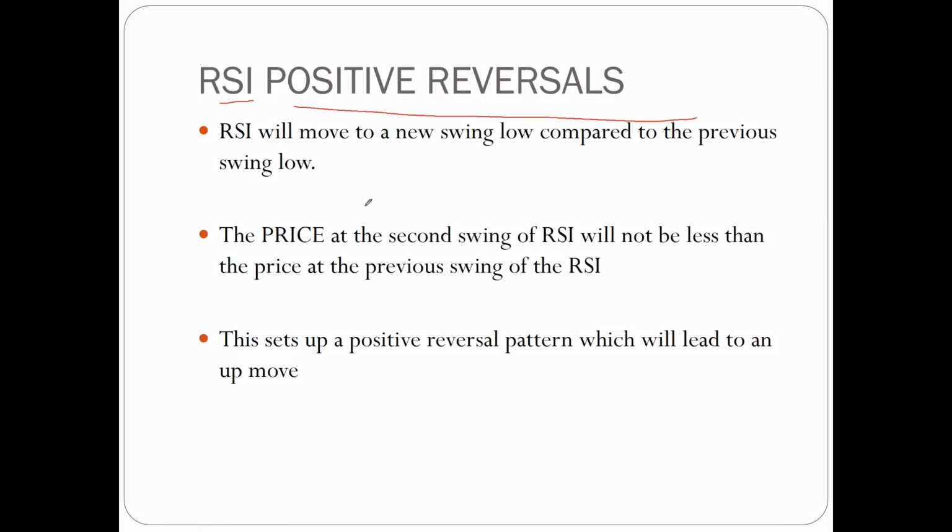RSI positive reversals. RSI will move to a new swing low compared to the previous swing low. That means RSI has moved to a swing low. The price at the second swing, this is the second swing and this is the first swing, the price at the second swing of the RSI will not be less than the price at the previous swing. That means the price at the second swing should be more than the price at the first swing.